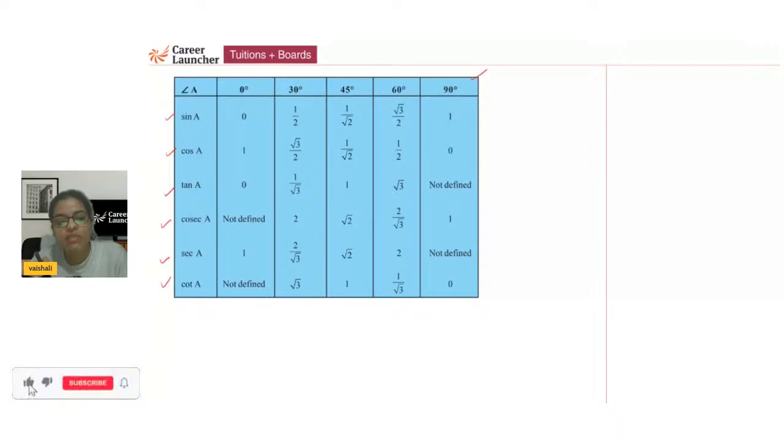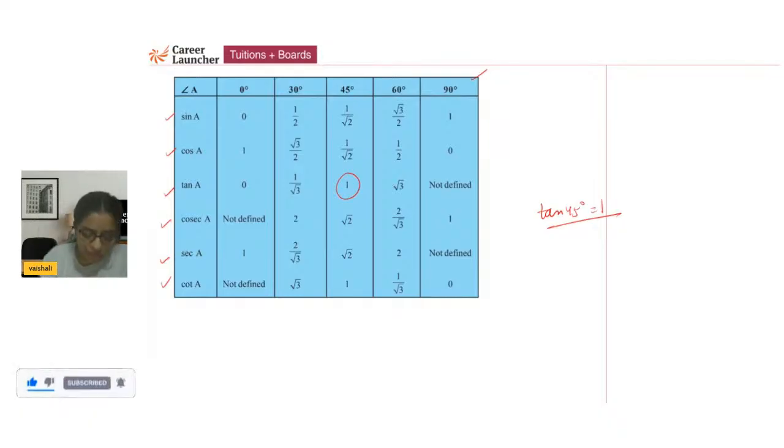As in, if the question is, what is the value of tan theta if my angle is 45 degrees? You will say that tan 45, you know from the table that its value is 1. So tan 45 degrees is 1. It means remembering this table will be very helpful. And if I show you the exercise also, it's direct substitution. How?